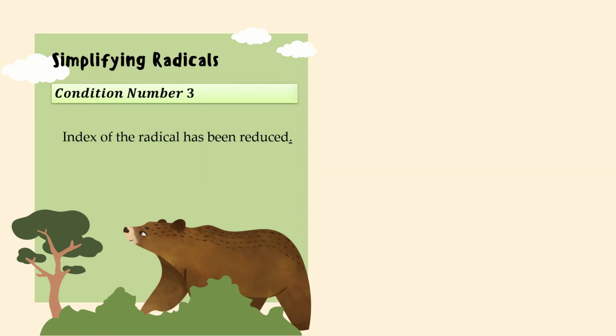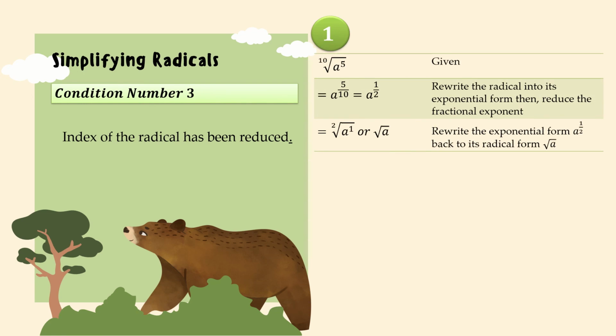The last condition is condition number 3. It states that the index of the radical has been reduced. We have two examples. The 10th root of a exponent 5. That is the given. So how do we simplify that one? Notice that the exponent 5 is lesser than the index 10, so it can no longer be extracted.